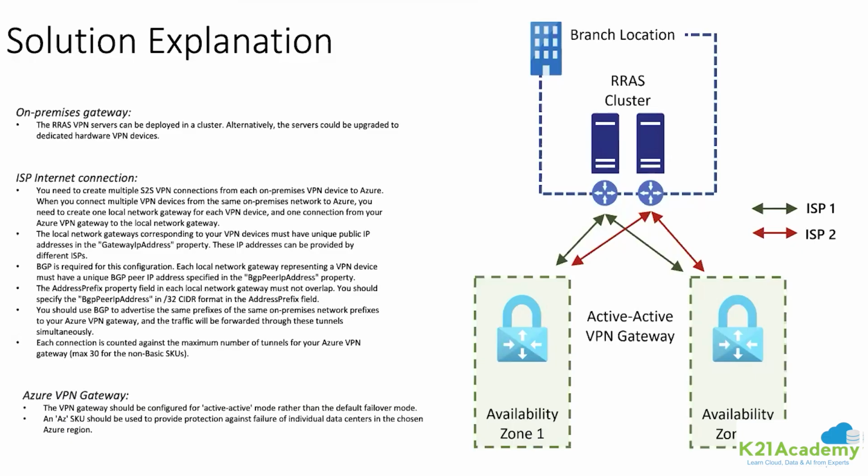So the on-premise RRAS VPN server can be deployed in a cluster. Alternatively, the server could be upgraded to dedicated hardware VPN devices. As we talked about, at a later stage this will be replaced with site-to-site VPN, and then you can have better operation management, and site-to-site VPN options will be available as part of it, right? On the ISP internet connection, if we have multiple site-to-site VPN connections from each on-premise VPN device, then you will be able to resolve this particular issue.